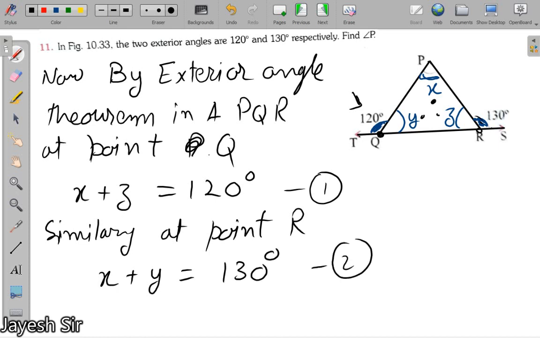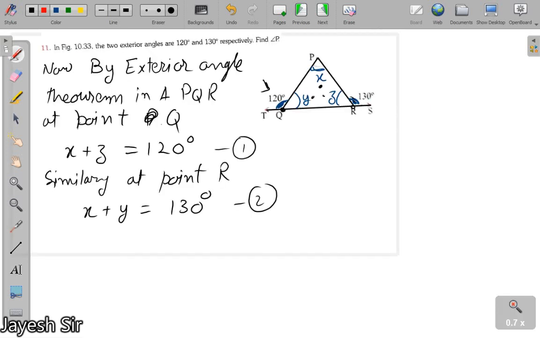You can also do this using linear pair, but I am not going to use that method. You can use that method if you want to, and that method will also be correct if you do that in your exam. But I am going to use this method only because obviously this is the exercise for angle sum property and exterior angles.